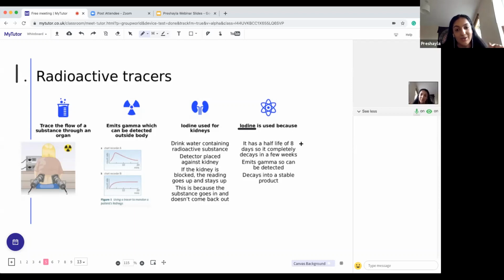Iodine also emits gamma, which is good because then we can detect it, and it decays into a stable product, so it's not going to be harmful for the patient.